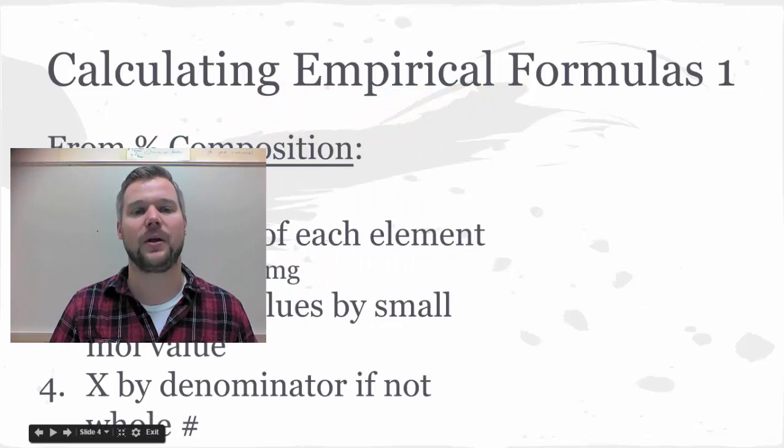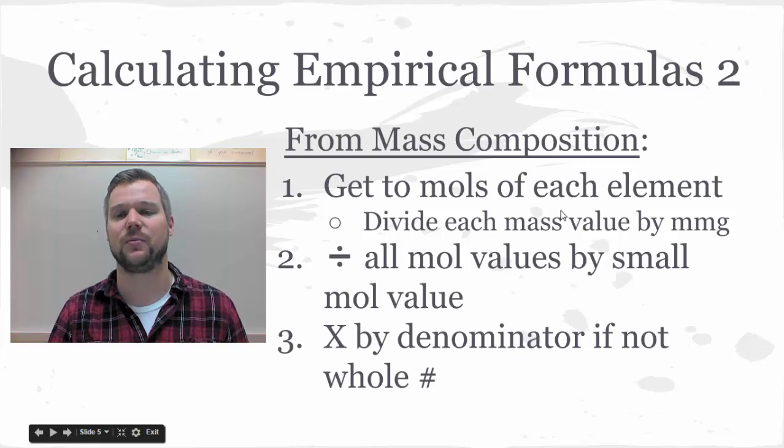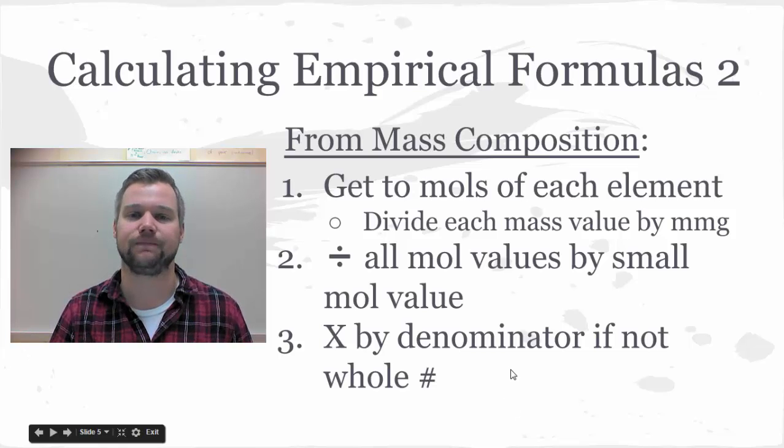So that was from a percent composition, and from a mass composition just removes the step of drop the percent and add g. So you still get to moles, divide them all by the small, and if needed, you fix your non-whole numbers by multiplying by a denominator of a fraction.